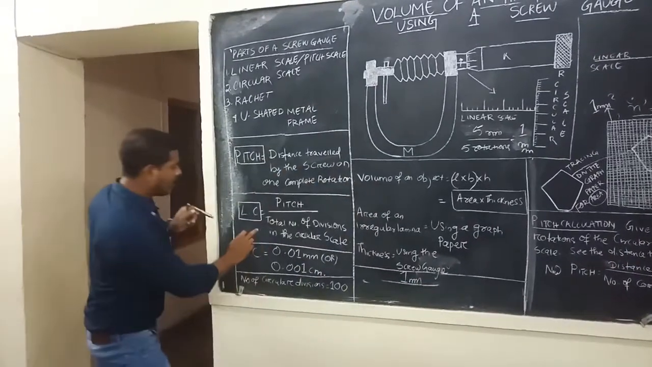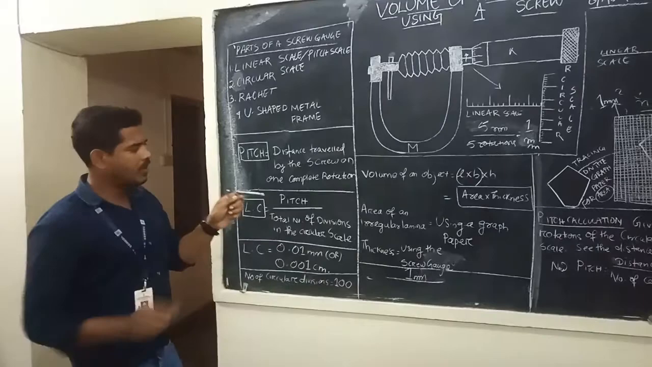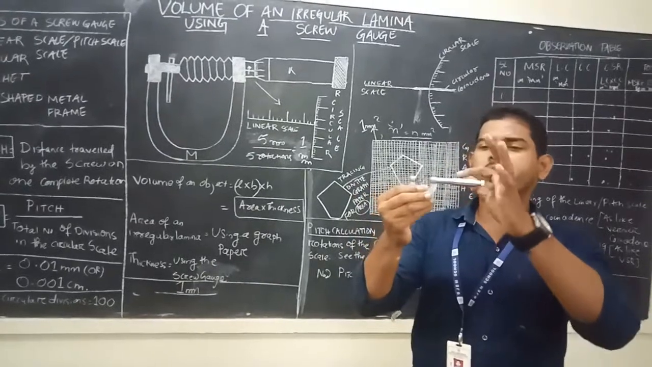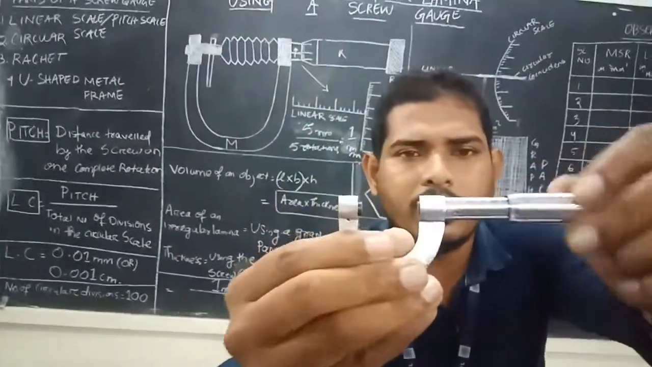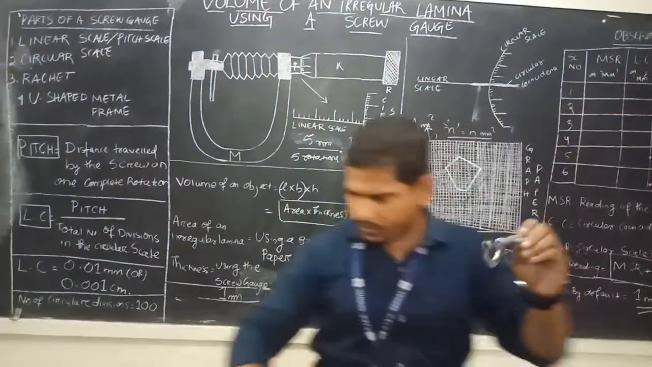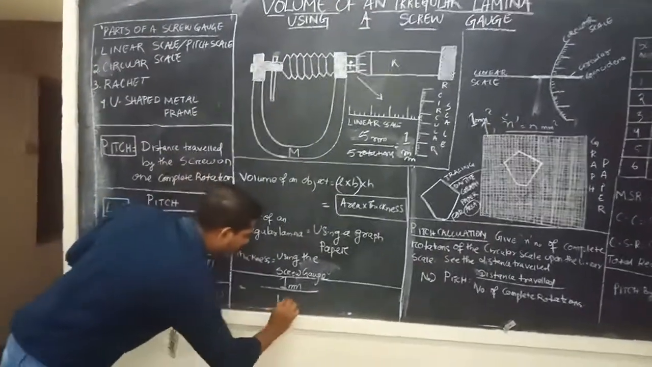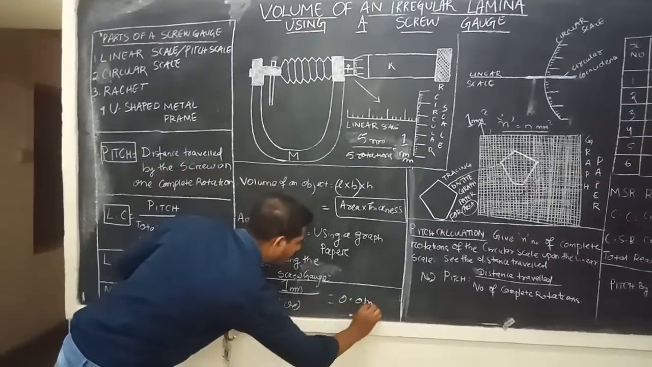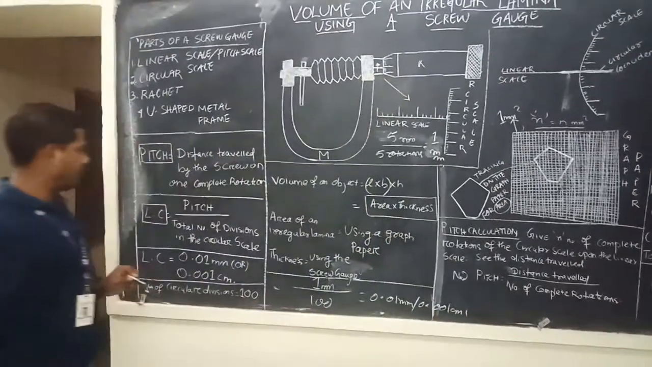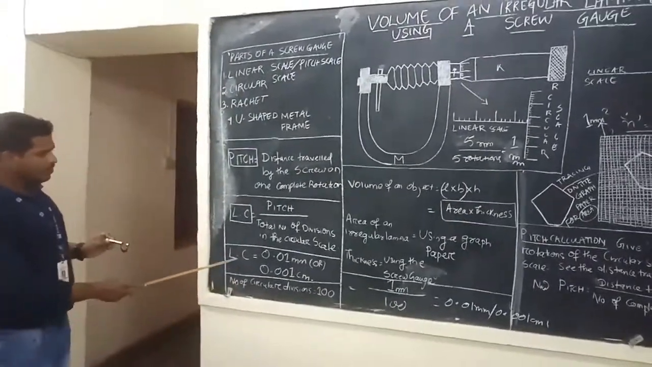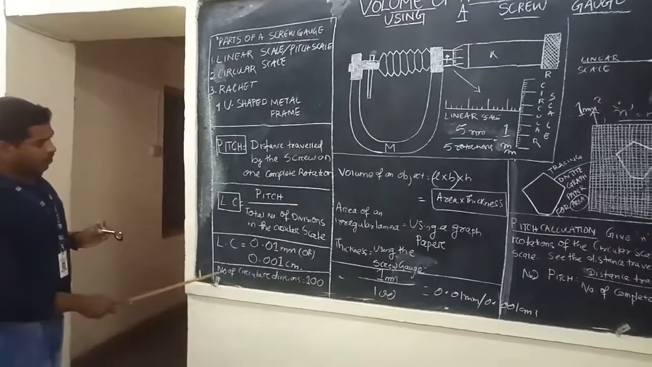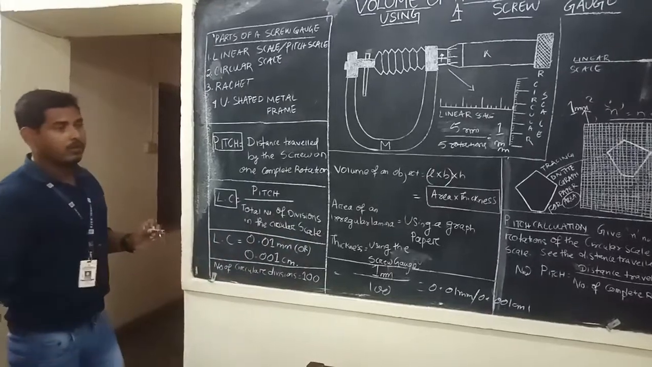Now how much is your total number of circular divisions? If you carefully observe the circular scale of the screw gauge, it has 100 equal divisions. So pitch equals 1 mm and the number of divisions is 100. So your LC comes to 0.01 mm or 0.001 cm. Here you can see, the number of circular divisions is 100 divisions.